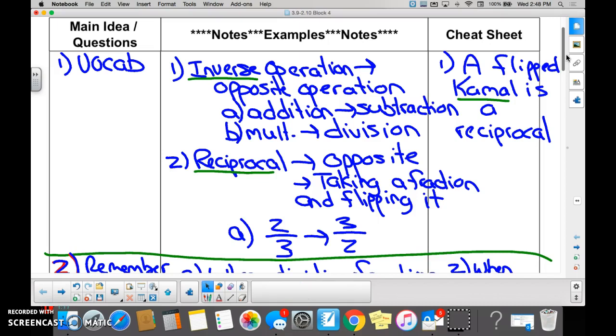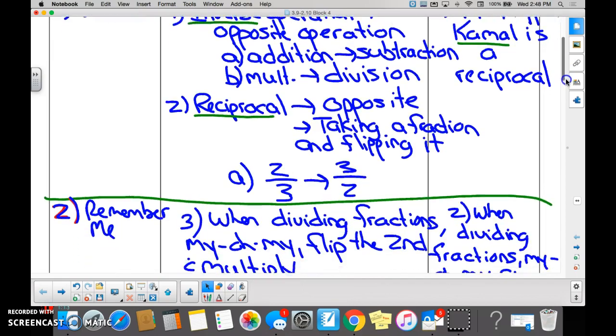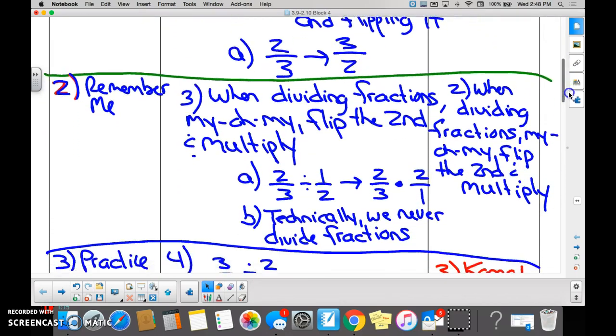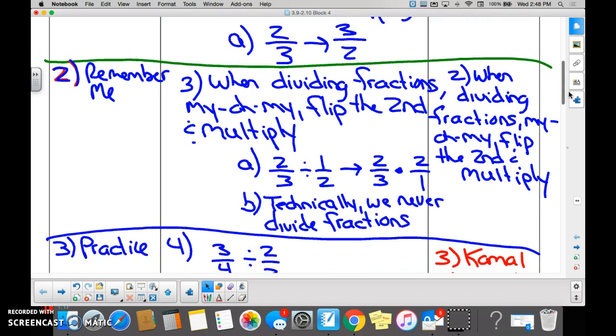So when we divide fractions, moving down here to number 2, we actually take the second fraction and we flip it upside down. And then instead of dividing, we turn it into a multiplication. Wonderful job.